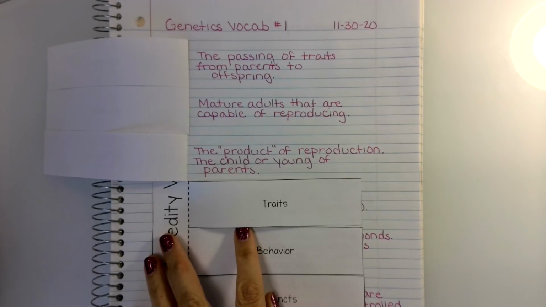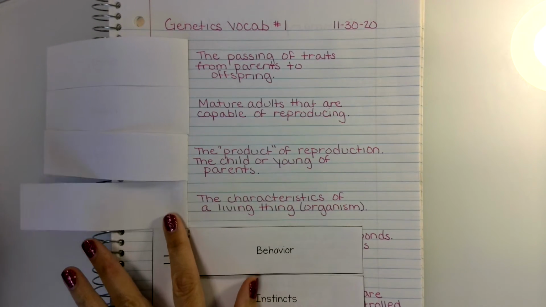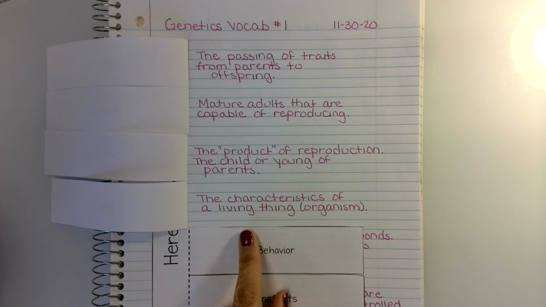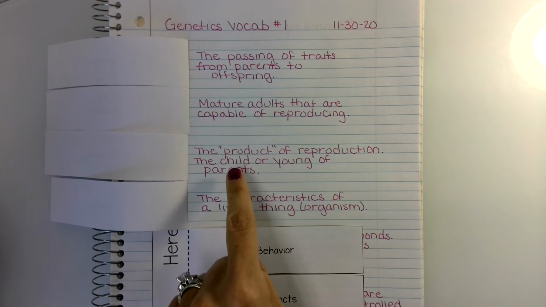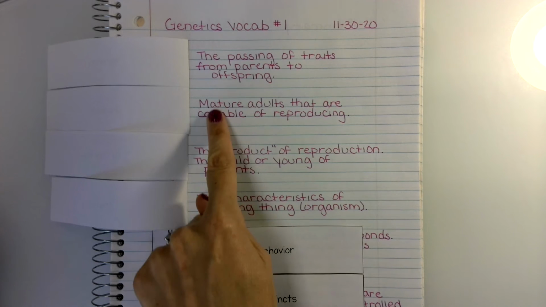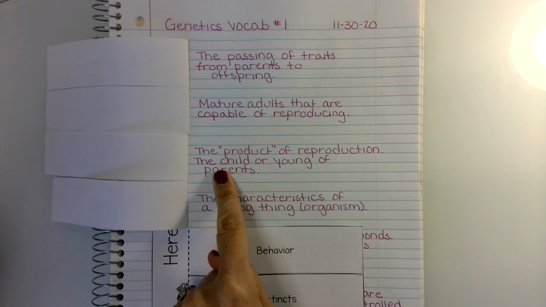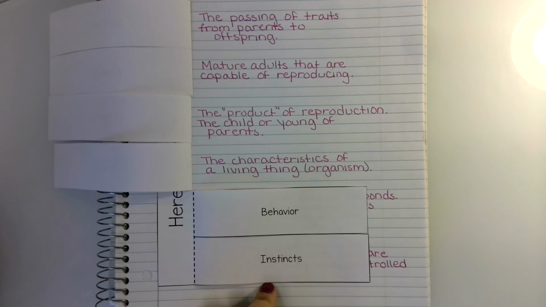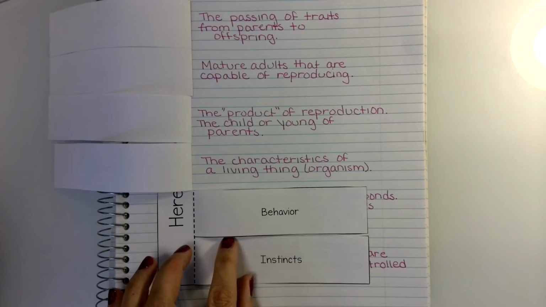Okay, traits. The characteristics of a living thing, an organism. And only multicellular organisms can have parents and offspring because a single-celled organism just splits, I believe. Now I'm double guessing myself. I might have to look that up, you guys.